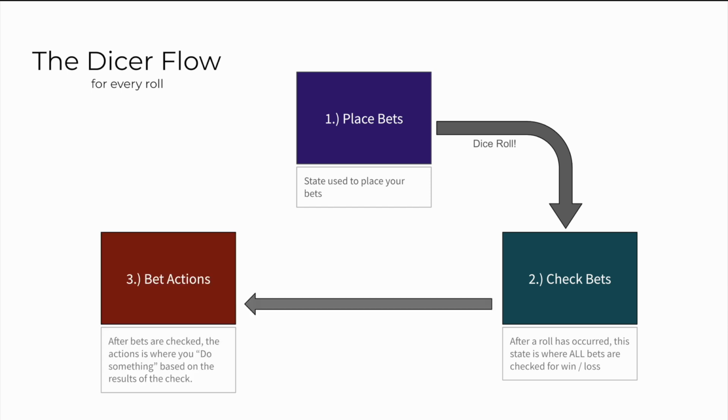This is then immediately followed by the next step called the bet actions step, where you will then perform certain actions on each bet based on the results of the check bet step. This is typically used to perform actions on any active bet, such as pressing, hedging, or taking down that bet. The cycle then repeats for every roll that occurs within your game session. It would also be during this transition where a puck may change from the off state to a point, or vice versa. Let's walk through this flow by looking at a real example.